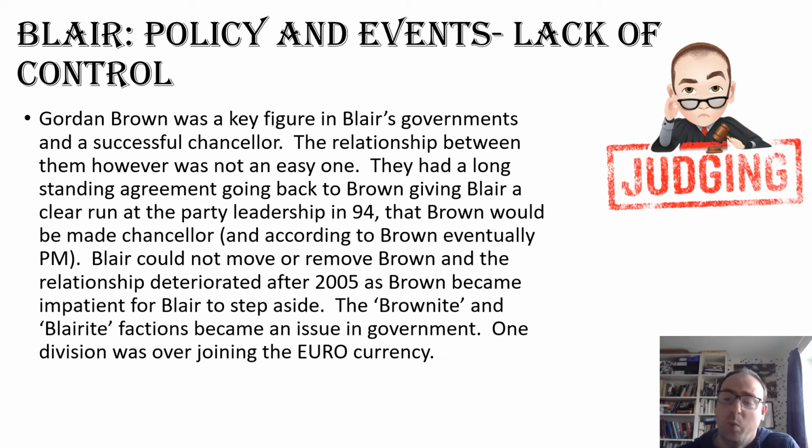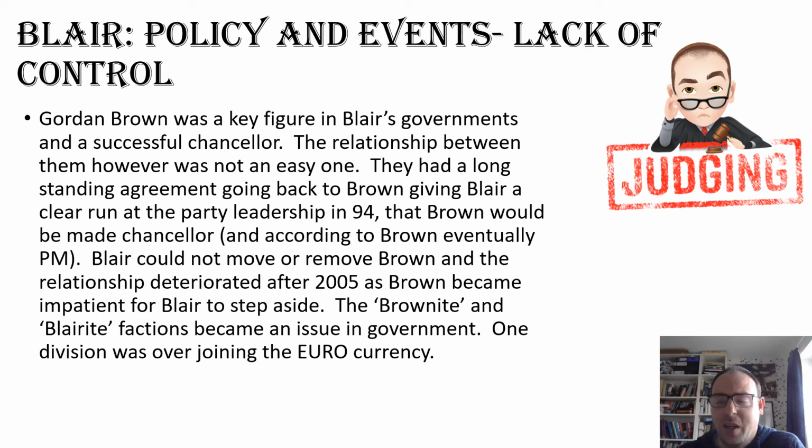Now, for the study of Blair, the relationship between the two of them is absolutely key. It is understood there was a long-standing agreement going back to '94, where Brown said he would give Blair a clear run and his support going for the party leadership. That when they then won power, Brown would be made Chancellor, and then, according to Brown's version of the agreement, eventually would become Prime Minister after Blair did 2 terms.